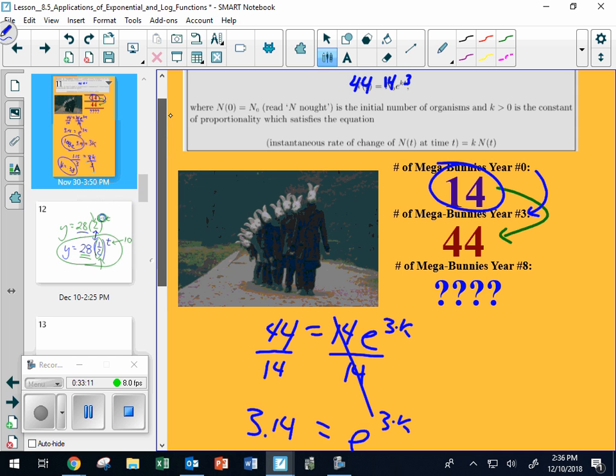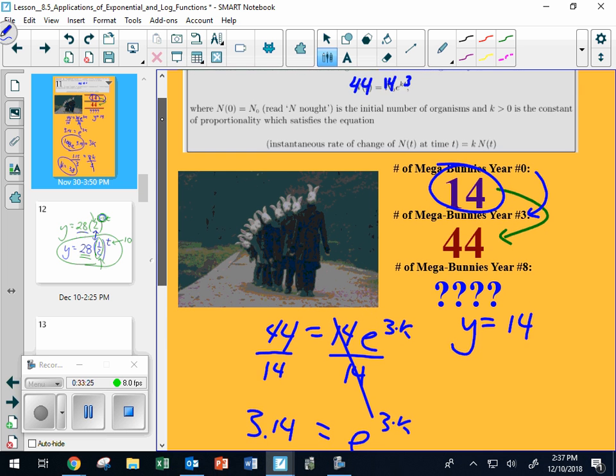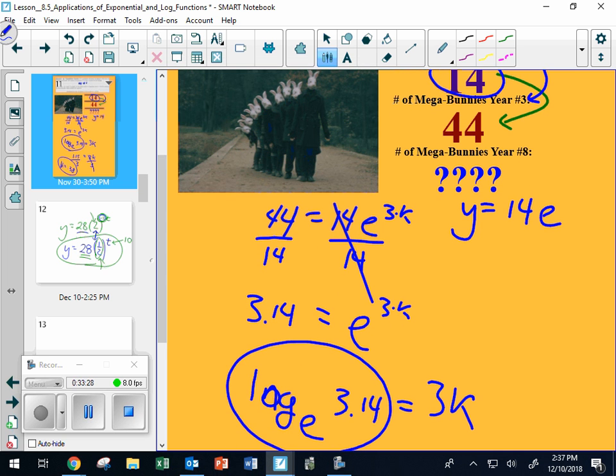So here's my equation for my mega bunnies. We start with 14. We put it to the e to the K, which I just figured out. What was it again? 0.38. And then t. There. That's the equation that tells you any number of mega bunnies. Do you get it? Boils down to finding K. That's what it boils down to. You stick in the numbers and you solve for K.